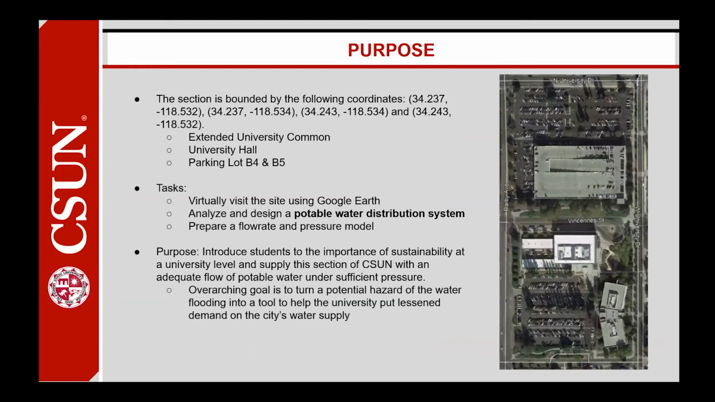Moving on, let's take a look at our project's location. This section is bounded by these coordinates and includes the extended University Commons, University Hall, and parking lots B4 and B5. In order to design a potable water system, the group will take a virtual visit to the site using Google Earth Pro. It is important to evaluate new ways in which water can be collected and treated for future use. And our analysis will go into turning the potential hazard of water flooding into a resource for the location and help the university put less demand on the city's water supply.